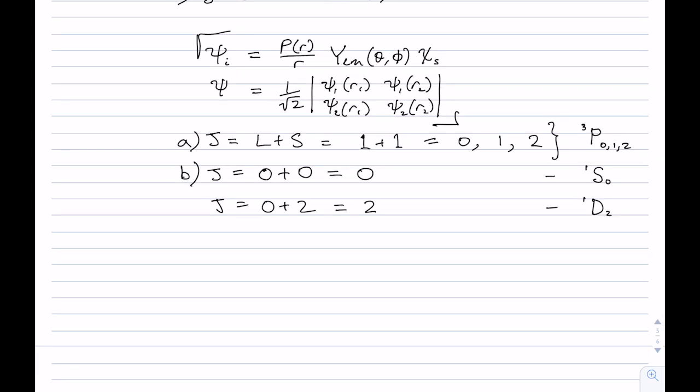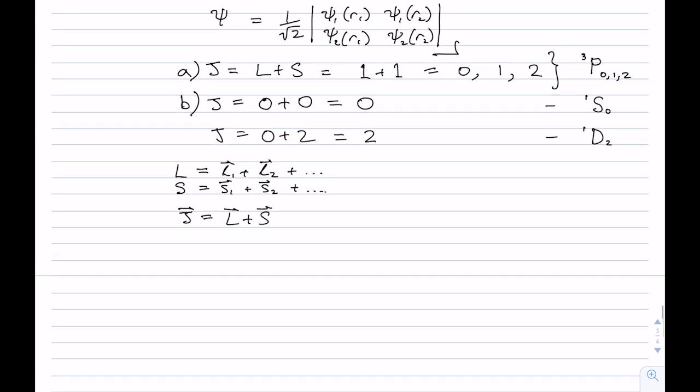So just to recap, for LS coupling, we take L equals L1 plus L2 plus and so on, S equals S1 plus S2. And you add them all quantum mechanically, right? So these are all vectors. You add them all quantum mechanically. You make sure you keep all your symmetry rules correct. And then you just sum up L plus S to get your J's. Cool. So that's LS coupling, just with an example.